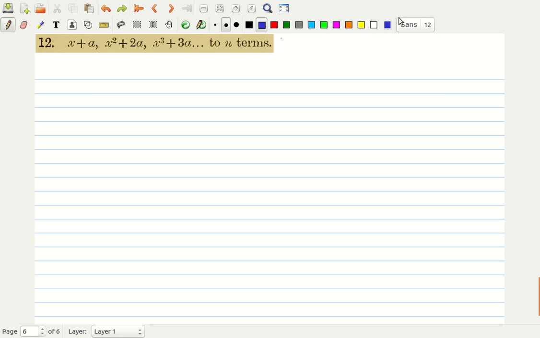Okay, in problem number 4 we have to sum this series. Let's find the sum of this series: x plus a, x square plus 2a, x cube plus 3a, up to n terms. So let us write the sum is equal to x plus a, then x square plus 2a.